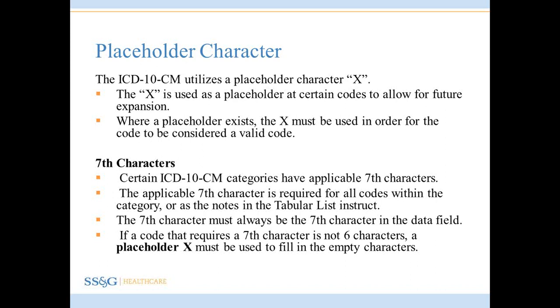Certain categories have applicable 7th characters. The applicable 7th character is required for all codes within that category, or as the notes in the tabular list instruct. So all you've got to do is look at the notes, and when you find the code you're looking for, when you find that subset of them, follow the directions. The 7th character must always be the 7th character in the data field. If a code that requires the 7th character is not 6 characters, then a placeholder must be used to fill those empty spaces.